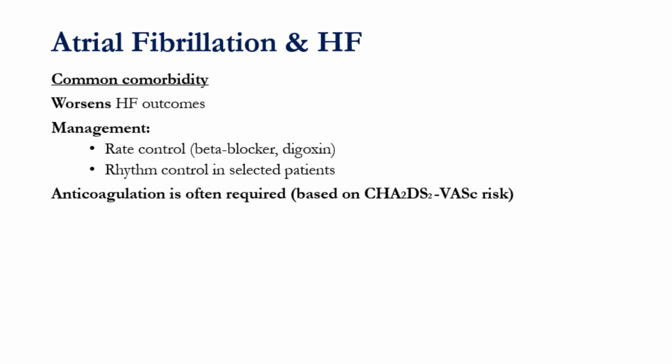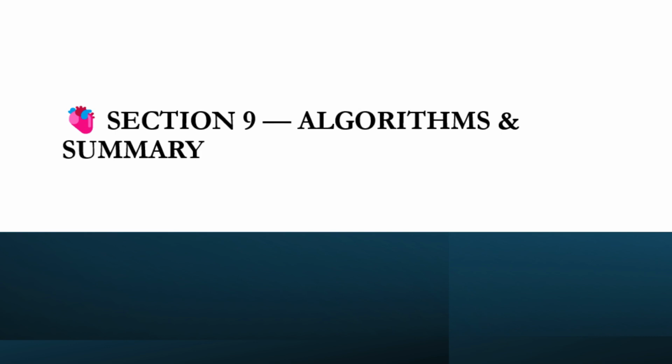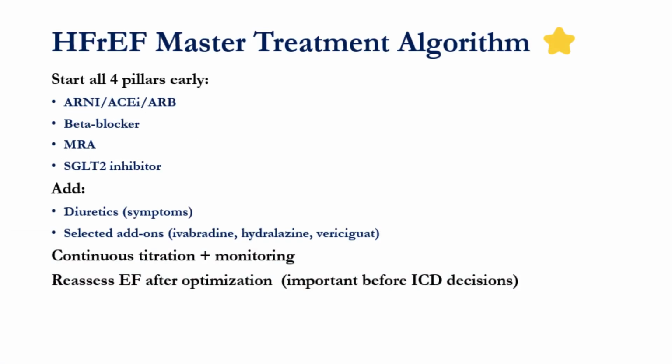Atrial fibrillation is a common comorbidity in heart failure and is associated with worse symptoms and outcomes. Management includes rate control using beta blockers or digoxin, rhythm control in selected patients, and anticoagulation when indicated to reduce thromboembolic risk.